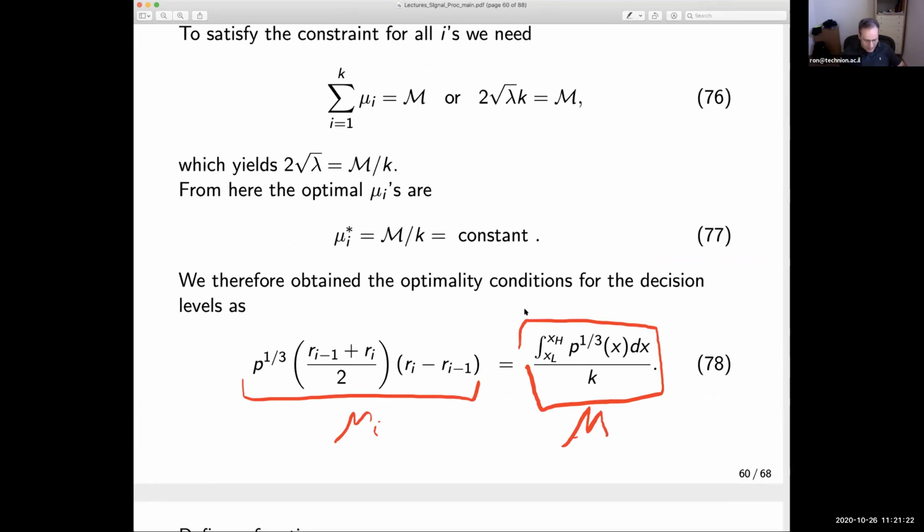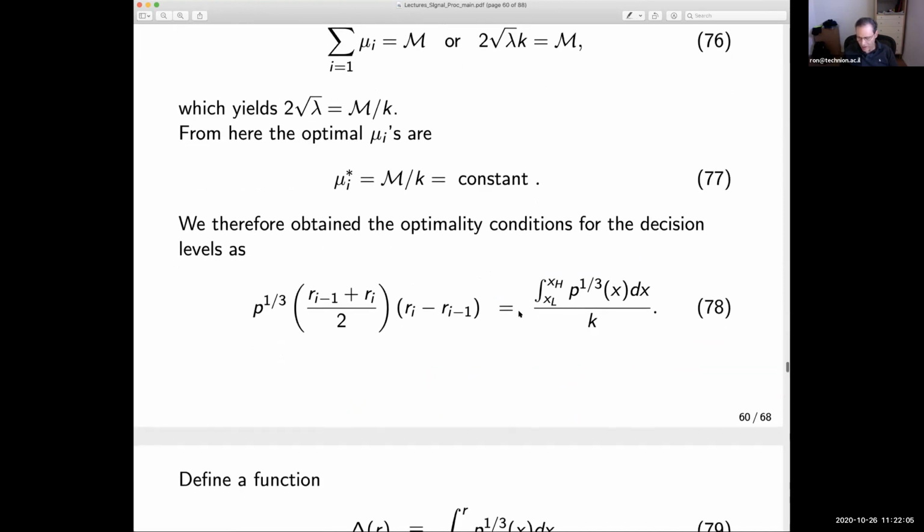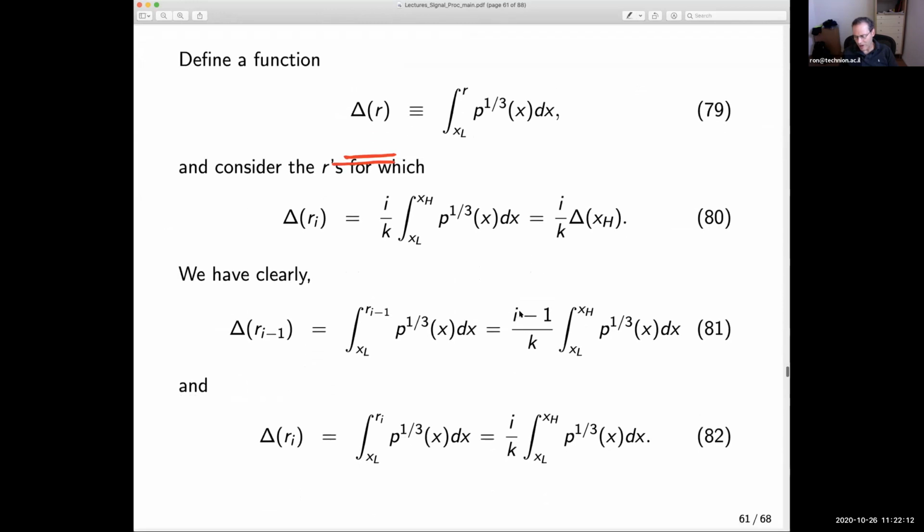What can I do with that? What I can do is define a function of this x, that observes this function and can split it between integration from x_l to some value. Let's take this value to be some continuous value along the x-axis, and let's call it r. Let's call this function delta of r, which is nothing but integration.